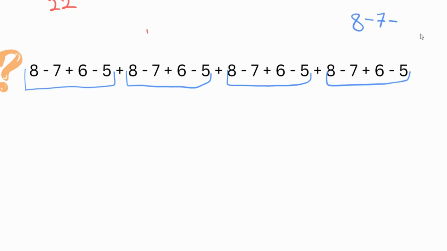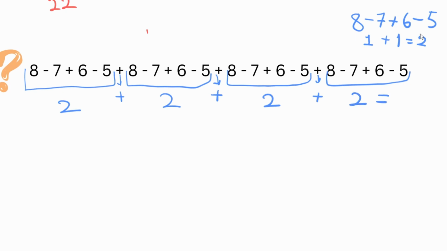8 minus 7 plus 6 minus 5. So we have 8 minus 7. Let's do this part first. 8 minus 7 will give you 1, plus 6 minus 5 will also give you 1, so it's 2. We can think, so all of these are 2. Plus 2 plus 2 plus all of these pluses, and then 2. So it's 2 plus 2 plus 2 plus 2, which will give you 8.